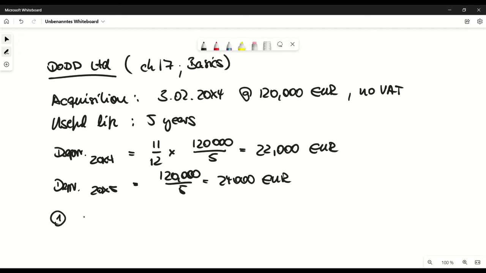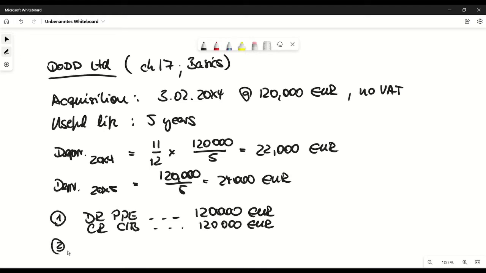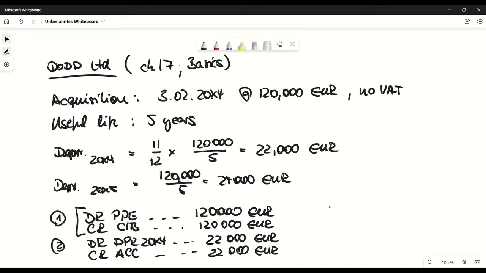The first bookkeeping entry, which is the acquisition, gives us a debit entry in the property, plant and equipment account to the extent of 120,000 euros. The credit entry is recorded in cash bank. Then we have to record depreciation, so it's a debit entry in the depreciation account, and we record a credit entry in the accumulated depreciation account. In the next accounting period, we make a bookkeeping entry alpha.